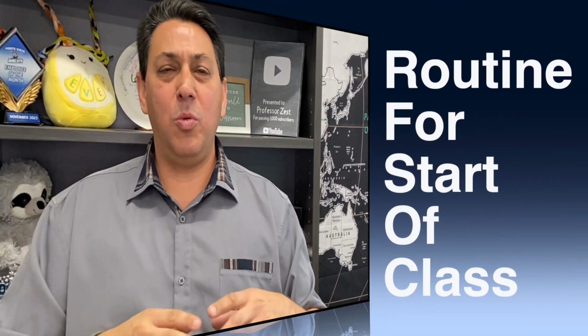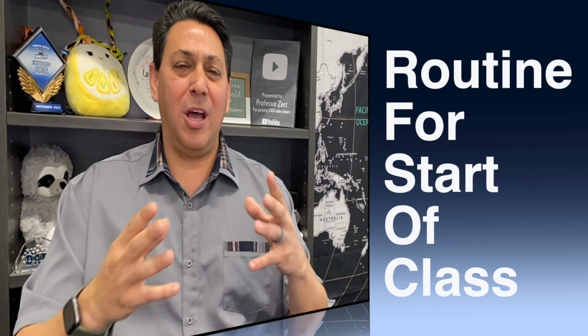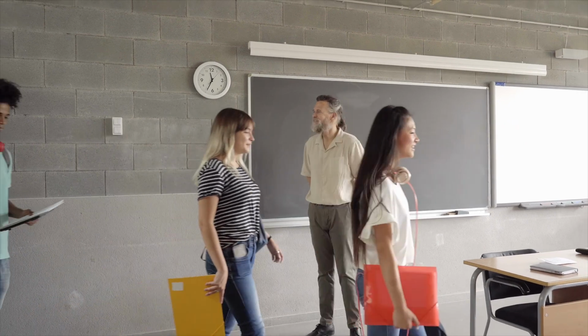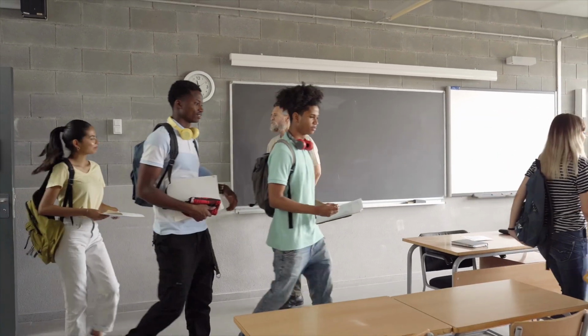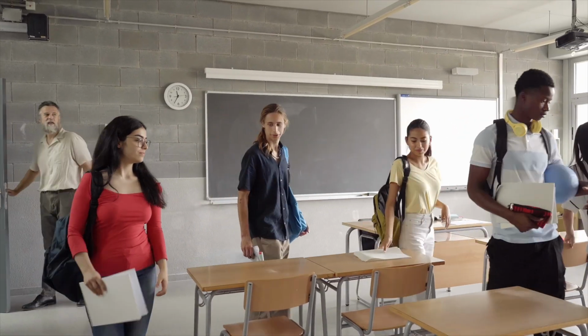Number 2, you want to have a routine in place of some sort of warm-up or introduction, bell work, something put in place so when students come in, they know exactly what they have to do and they can get started right away. This sets the tone of the entire class. If kids come in all chaotic and there's no clear direction of what to do and they're just messing around, that's going to trickle through the entire class period.